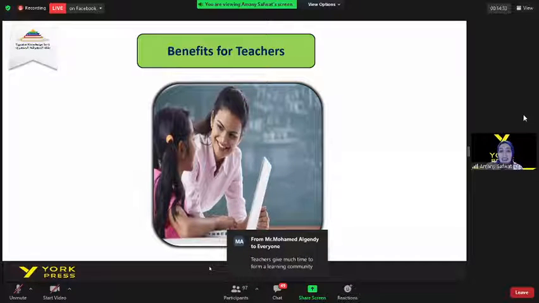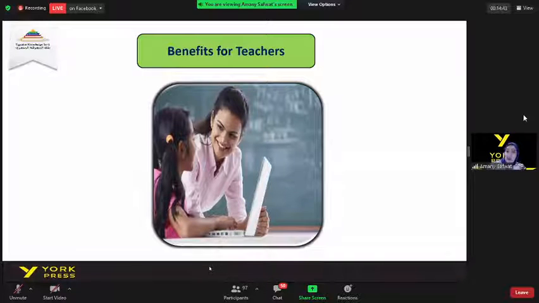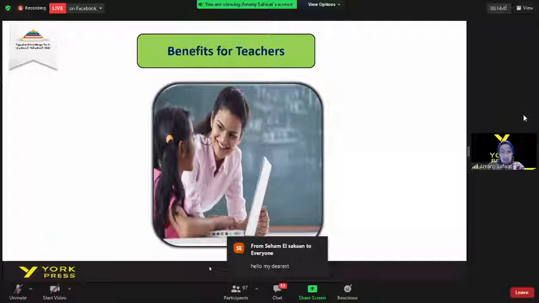Making sure that the students can repeat the lesson several times. Yes, Mr. Muhammad, teachers give much time for learning community. Wow. Mr. Muhammad suggests that we have, as teachers, more time to form a learning community. And this is very much important, because students here learn how to be good learners.